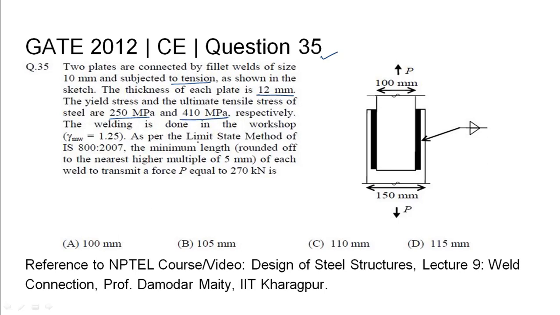The welding is done in the workshop, for which the safety factor is 1.25. As per the limit state method of IS 800-2007, the minimum length of each weld to transmit a force P equals 270 kN needs to be found, rounded off to the higher multiple of 5 mm. The four options given are A 100 mm, B 105 mm, C 110 mm, and D 115 mm. The relevant NPTEL reference has been listed.